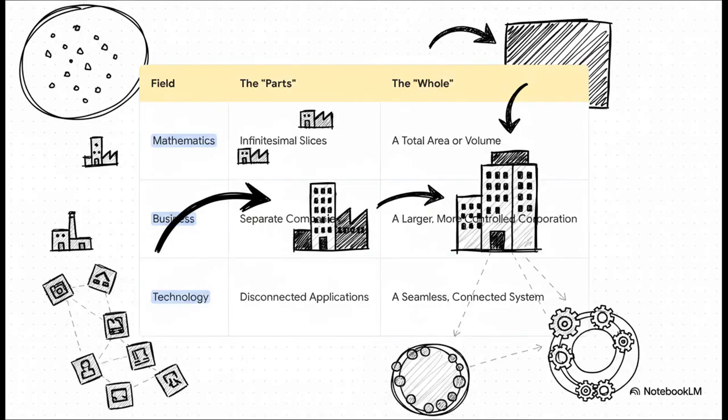And this table here really just nails it. Look at the pattern. In math, the parts are those infinitesimal slices and the whole is a total area. In business, the parts are entire companies and the whole is a bigger, more dominant corporation. And in tech, the parts are all those disconnected apps and the whole is a single, seamless system. It's the exact same big idea, just playing out in totally different fields.